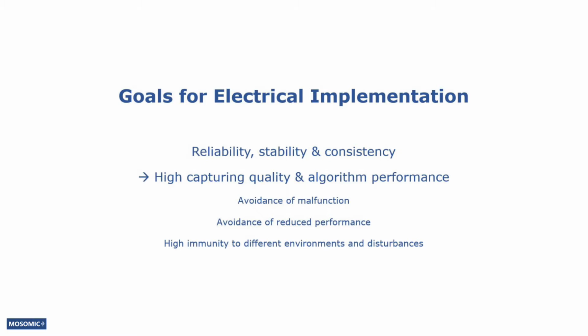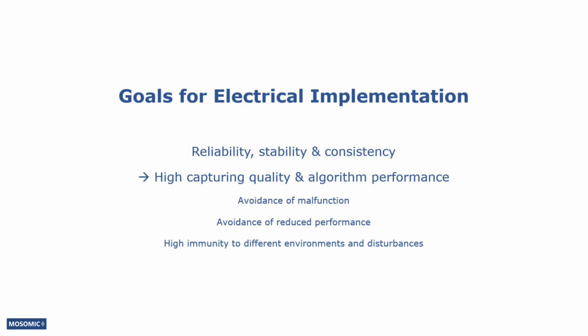Avoidance of malfunction, in other words, uninterrupted operation. Avoidance of reduced performance. A drop in the performance can mean, for example, a reduction in perceived sound quality or a deterioration of the performance and functionality of a signal processing system. Reliability and consistency require that microphones are able to operate as intended in normal electrical and electromagnetic environments that they face in devices.